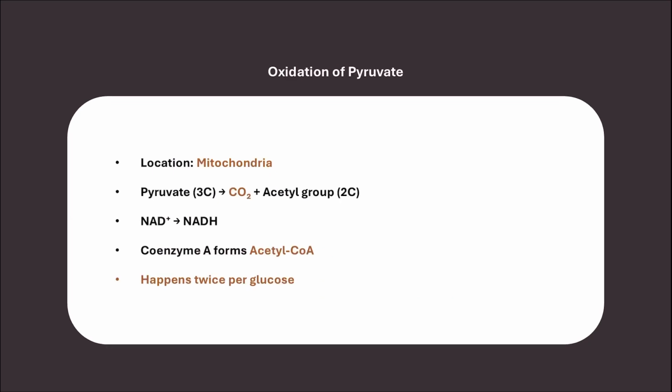Next, the 2 pyruvates move into the mitochondria. Each pyruvate loses a carbon as CO2 and is converted into a 2-carbon acetyl group. NAD plus grabs some electrons and becomes NADH. The acetyl group attaches to coenzyme A, making acetyl-CoA. Since we started with 2 pyruvates, this happens twice.